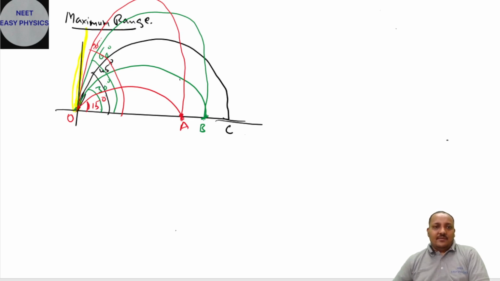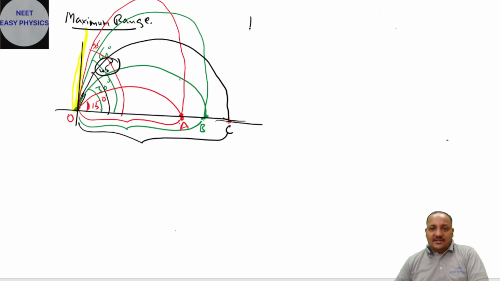Correct? Now, see here, among all the angles, one range is going to be OA, one is going to be OB, another one is going to be OC. Correct? So among all these, which is going to be maximum? OC is going to be maximum. Later OB. Initially it is going to be OA. Now how these we have drawn and which is maximum among all these, for which angle we got maximum? 45 degrees. How you got 45 degrees, according to the range formula.